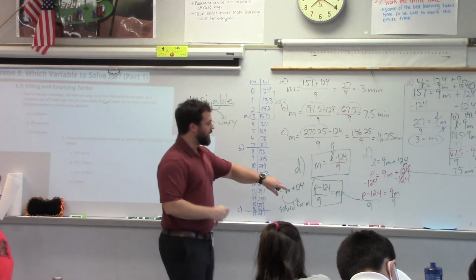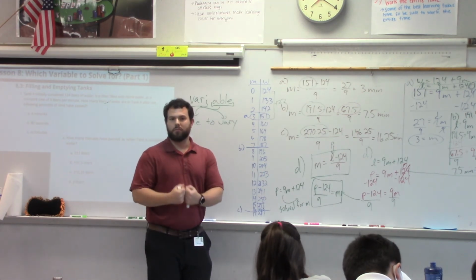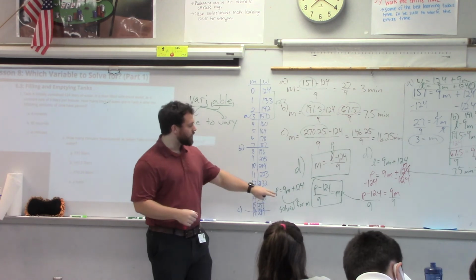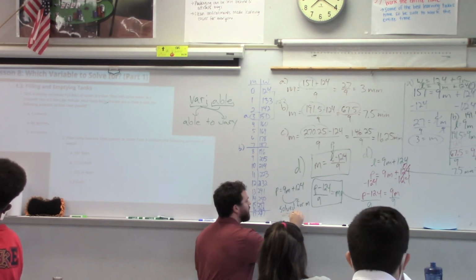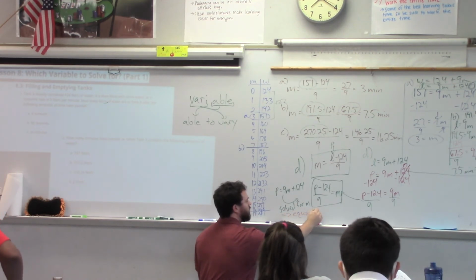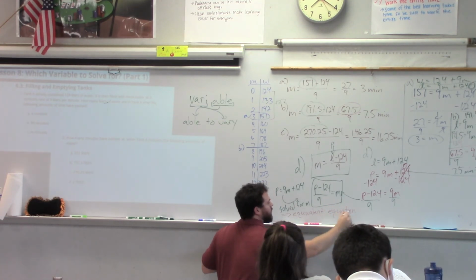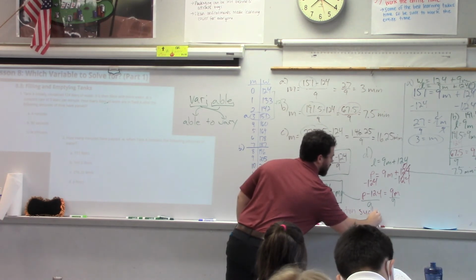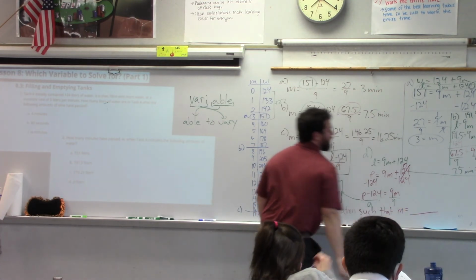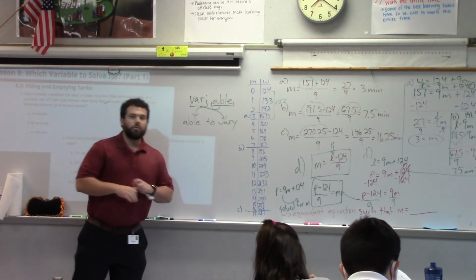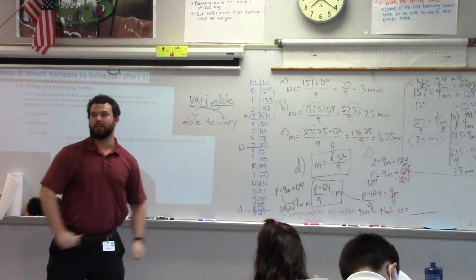Okay, so we created an equivalent equation where what variable is on its own? M. When I say solve for M, what I mean is that I have an equivalent equation such that M is equal to something, right? When I ask you to solve for X, that means that X is equal to something.